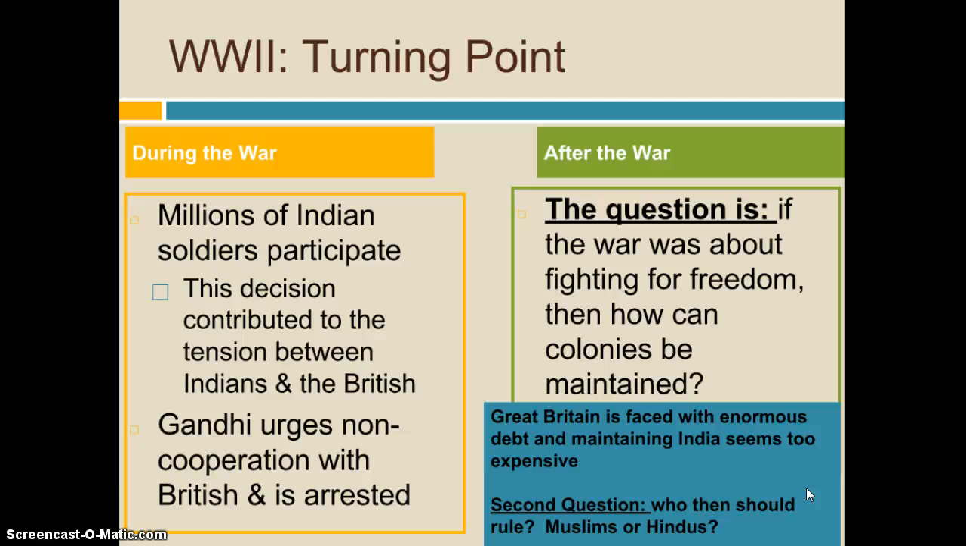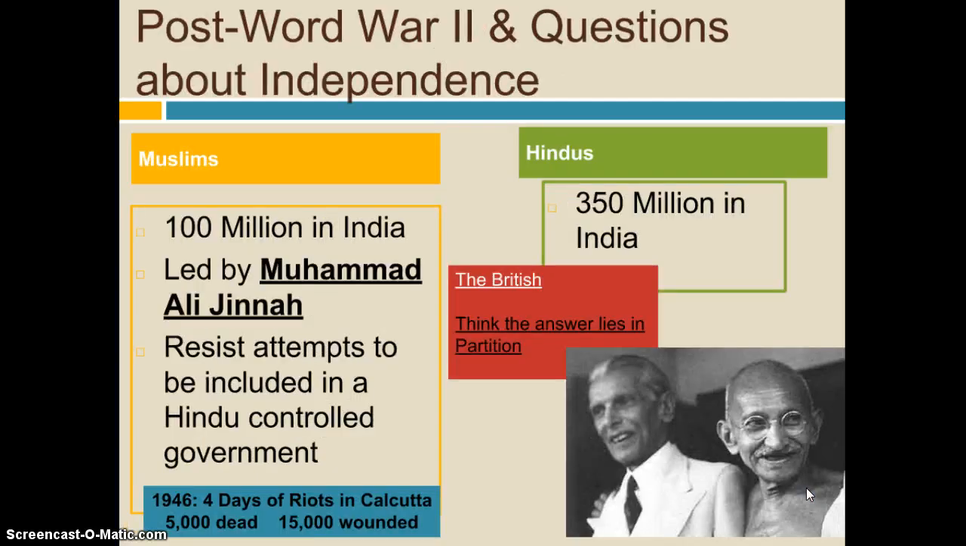So if they start thinking about independence, who then should rule, Muslims or Hindus? Remember, the Mughal dynasty, which was ruling India before the British got there, is an Islamic dynasty. So Muslims have sort of been in power for a long time, and the British worked with those guys when they took over. So now the idea that, of course, they're going to be an independent nation, the tension continues to rise between Muslims and Hindus. There's 100 million Muslims in India, 350 million Hindus, so you can see the numbers there.